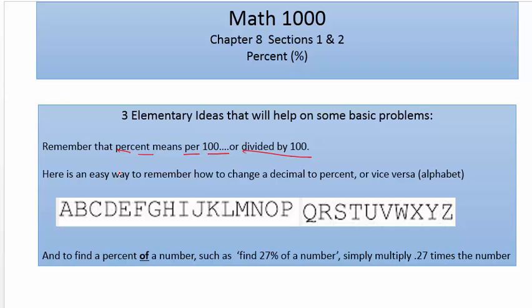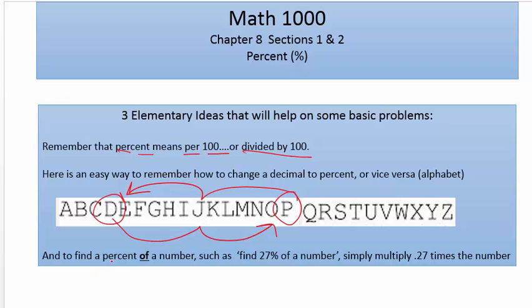An easy way to remember it is just think of the alphabet. On the alphabet, the D's over here, think of D for decimal, and the P's over here, think of P for percent. To change a decimal to a percent, you're going to move 2 places to the right with your decimal point. That's the same as multiplying by 100. Whereas to change a percent to a decimal, you're going to move 2 decimal places to the left. So think of D to P for decimal to percent, and P to D for percent to decimal.